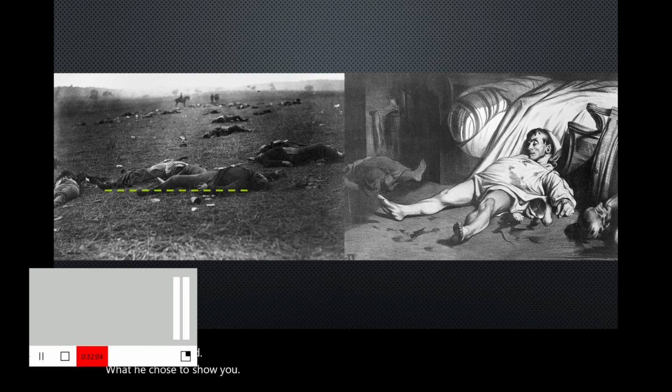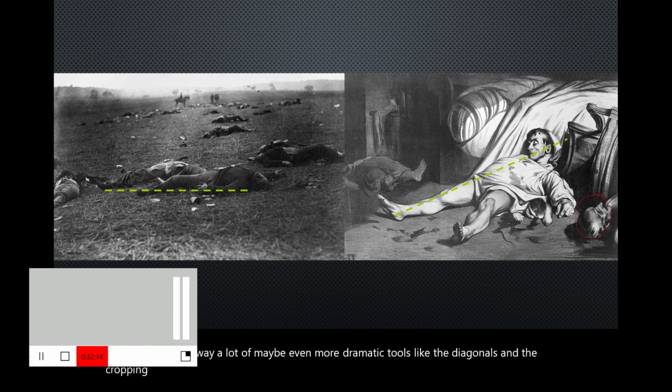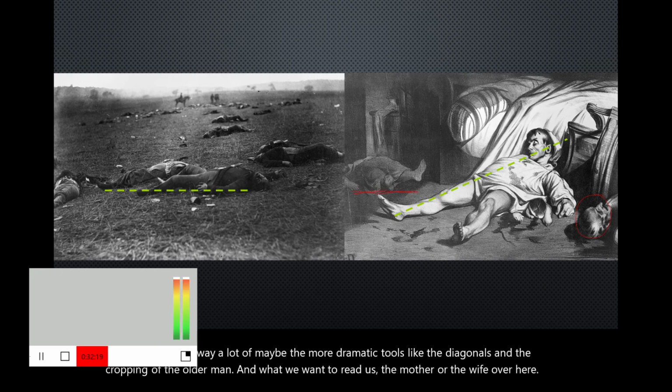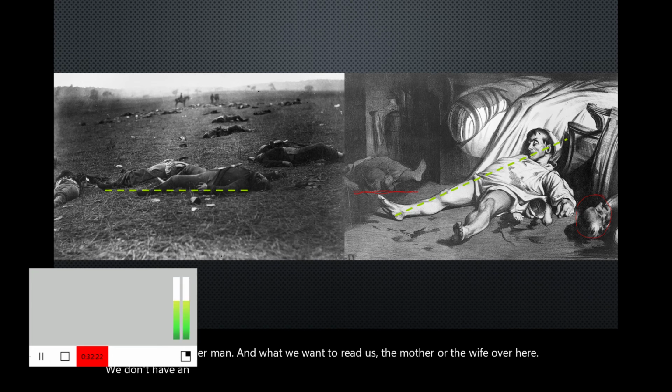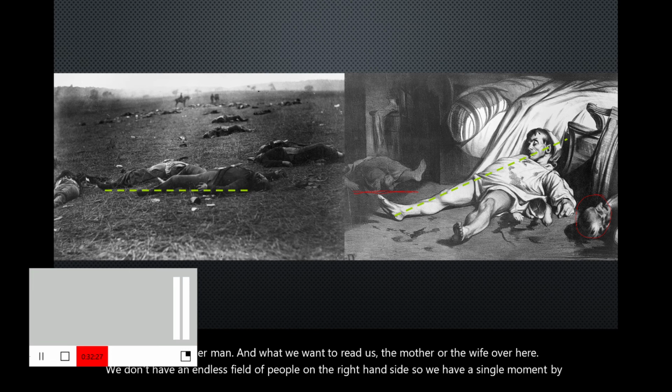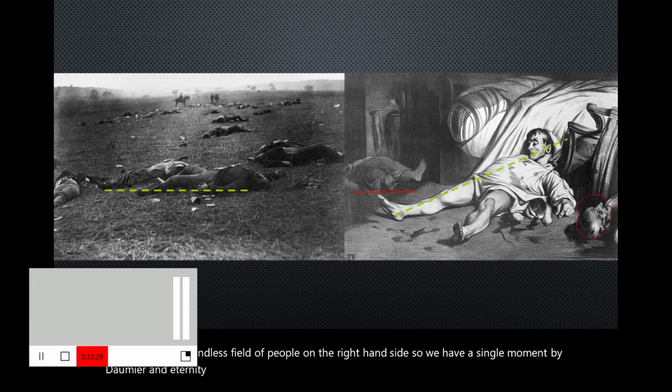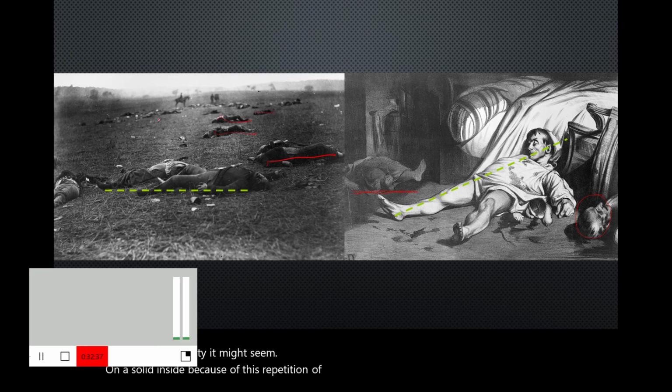Notice how O'Sullivan's taken away a lot of maybe the more dramatic tools, like the diagonals and the cropping of the older man and what we might read as the mother or the wife over here. We don't have an endless field of people on the right-hand side, so we have a single moment by Daumier and eternity, it might seem, on O'Sullivan's side because of this repetition of multiple horizontals all the way back into infinity.